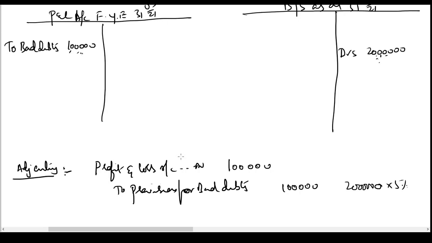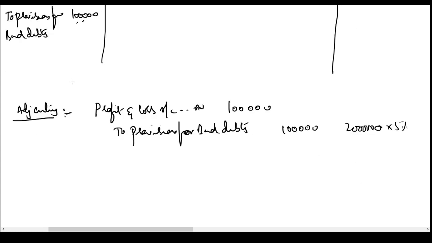So what entry do we pass? We pass the entry profit and loss account debit to provision for bad debts. So in the P&L account we will debit provision for bad debts rupees 1 lakh. This is the entry we pass. Now what will happen because of this entry? A new account will be opened in the background. Provision for bad debts account.